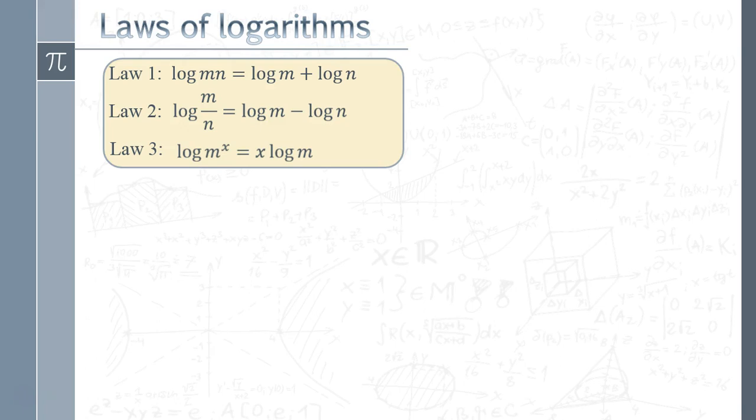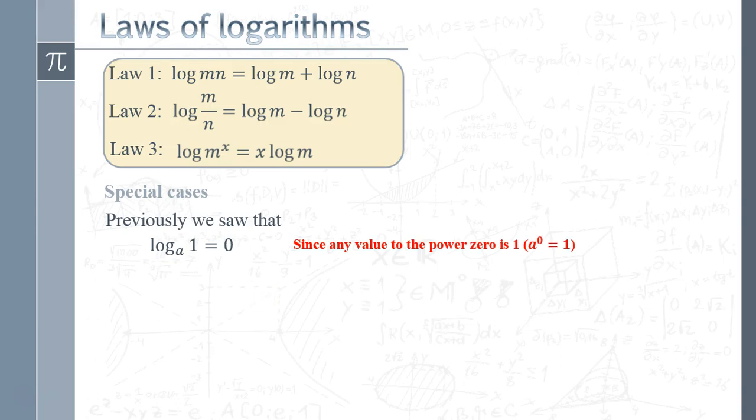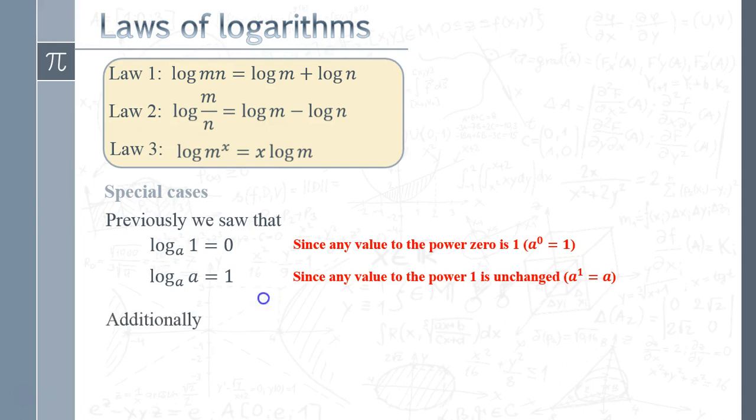So those are the biggies. There's some other bits and pieces which we'll quickly mention now, but those are really the ones that you need to know, and you will end up knowing them and using them. So special case of those, we saw log to the base a of 1 equals 0, since any value to the power 0 is 1. That one we've already seen in the previous video. Log to the base a of a is 1.